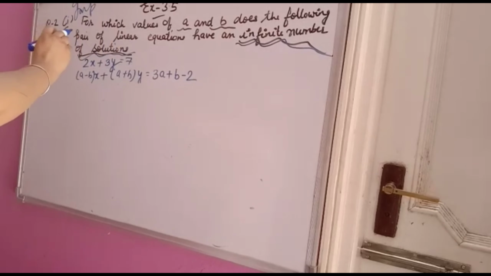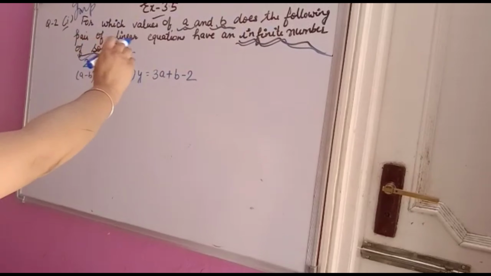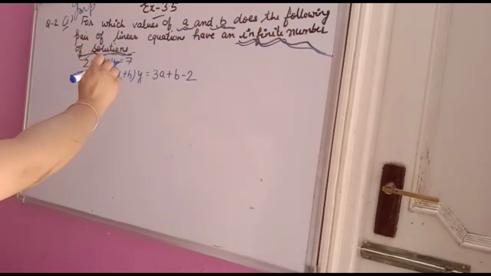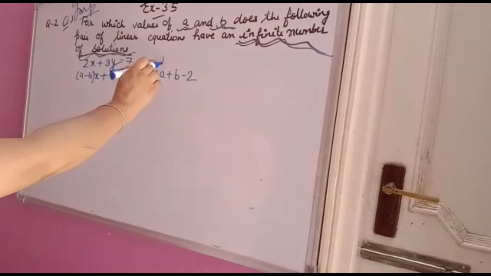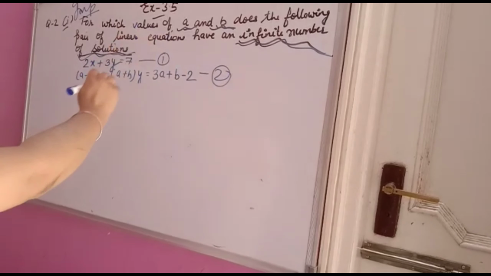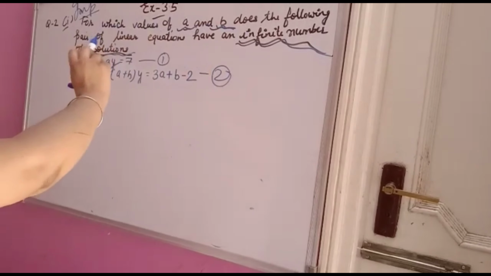Exercise 2.5, question number 2, first part. For which values of a and b does the following pair of linear equations have an infinite number of solutions? Very important question, see carefully. Two equations are given. You have to find the a and b such that they have an infinite number of solutions.